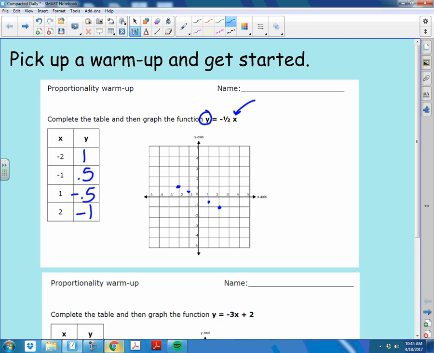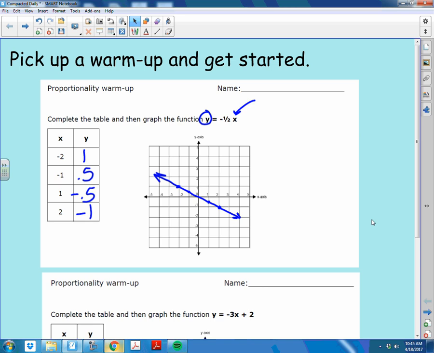Now, remember, do not just give me points or ordered pairs. I said before, I want you to then, using a ruler or a straight edge, connect them and make it a line, which means it has to go on both sides. Is that a proportional relationship? Yes. It is a proportional relationship.